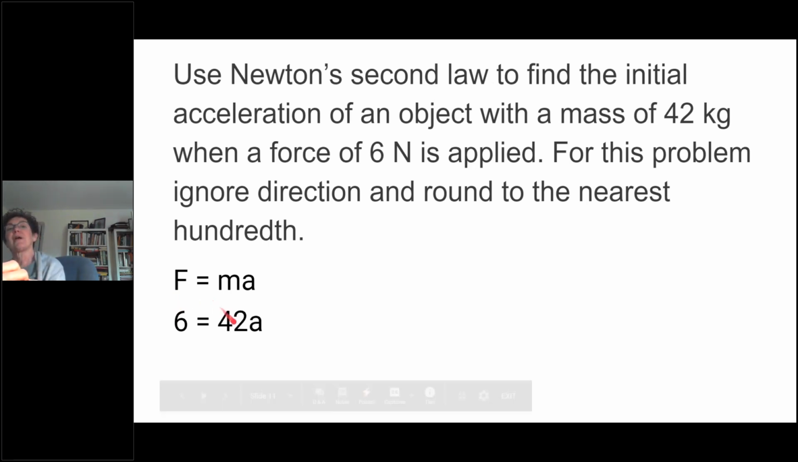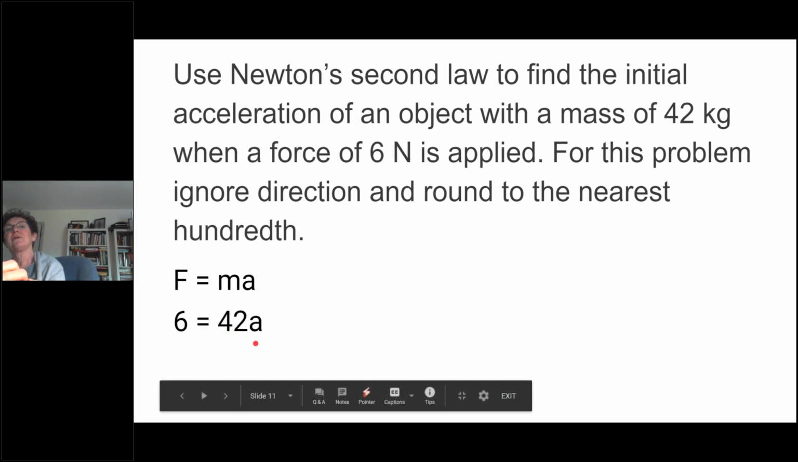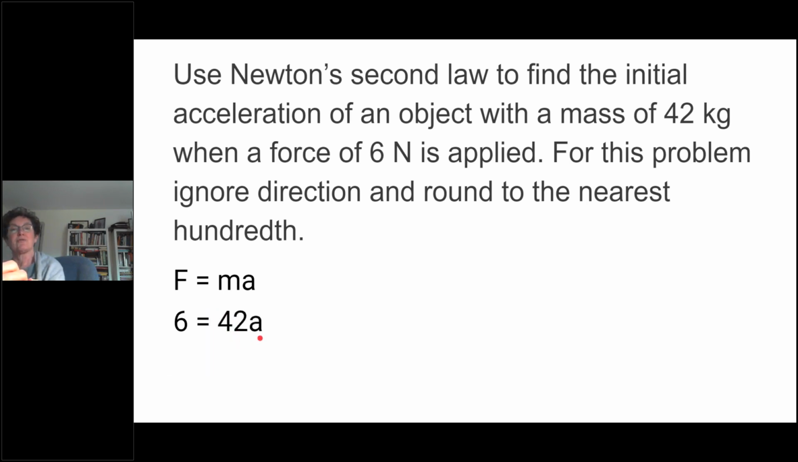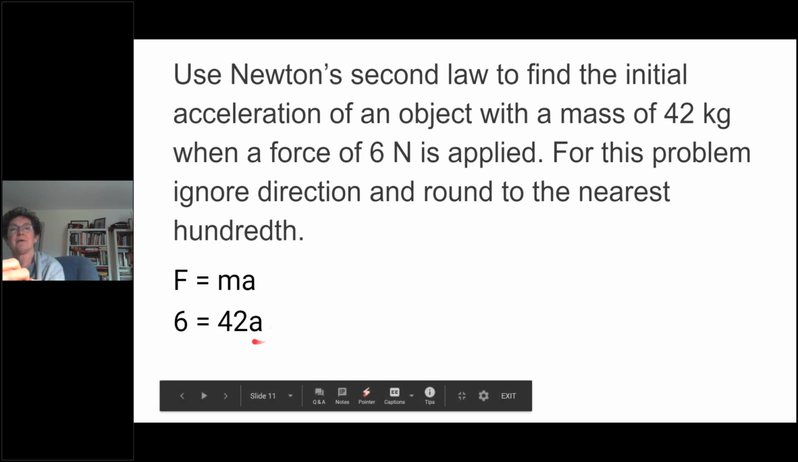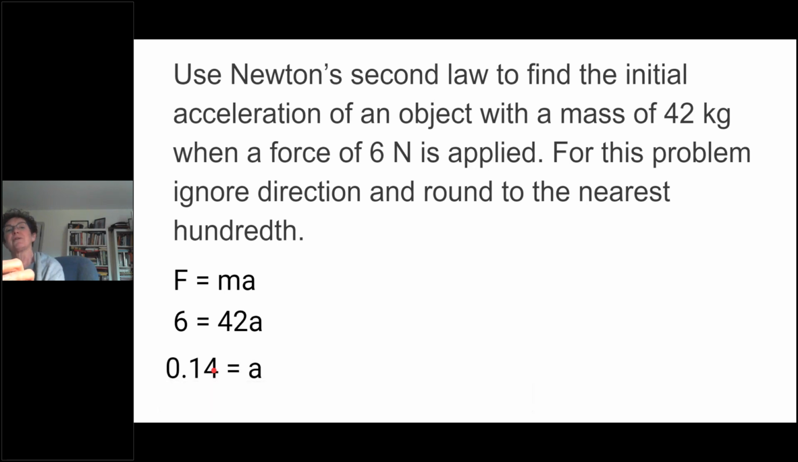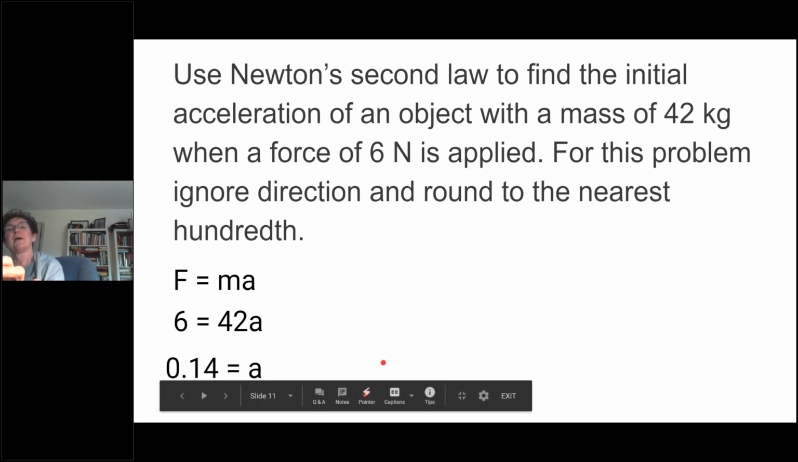And how do we solve for A? We know that 42 and A are multiplied. So to isolate this variable and undo the multiplication, we're going to divide both sides by 42. 42 divided by 42 is 1, so that gives me 1A. And 6 divided by 42 is 0.14. And the unit that we're going to use is 0.14 meters per second squared.